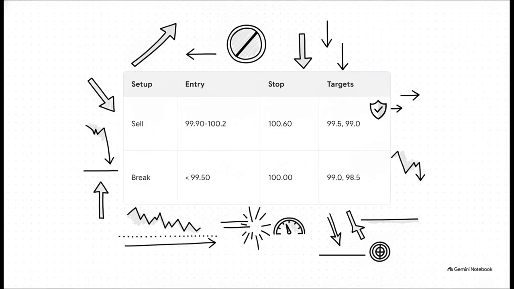But check out the second scenario, the breakdown sell. If the DXY cracks below 99.50, it literally accelerates the bearish trend. You can enter below 99.50 with a tight stop at 100.00 and ride that momentum down to 99.00 and 98.50.